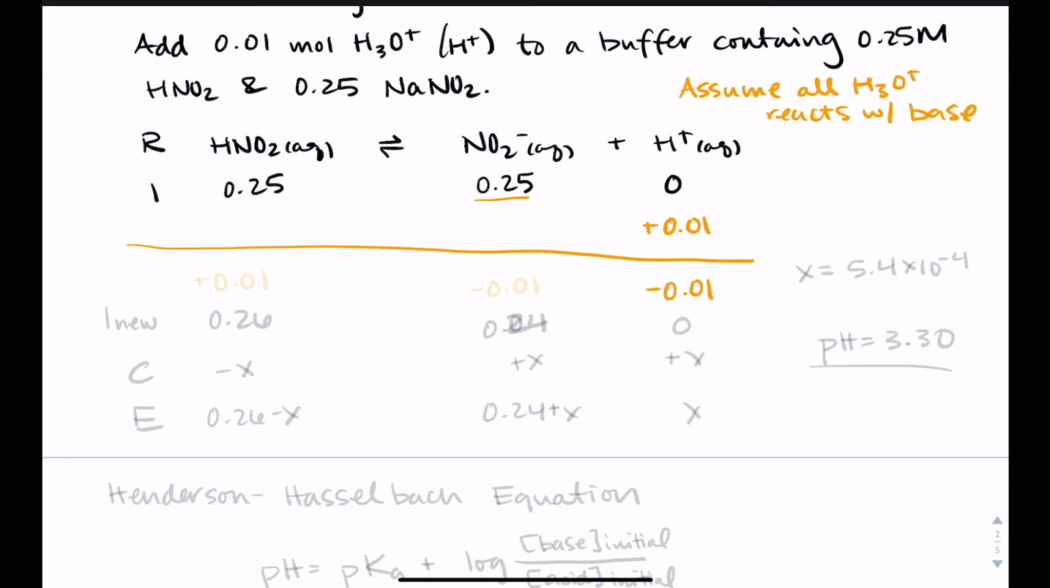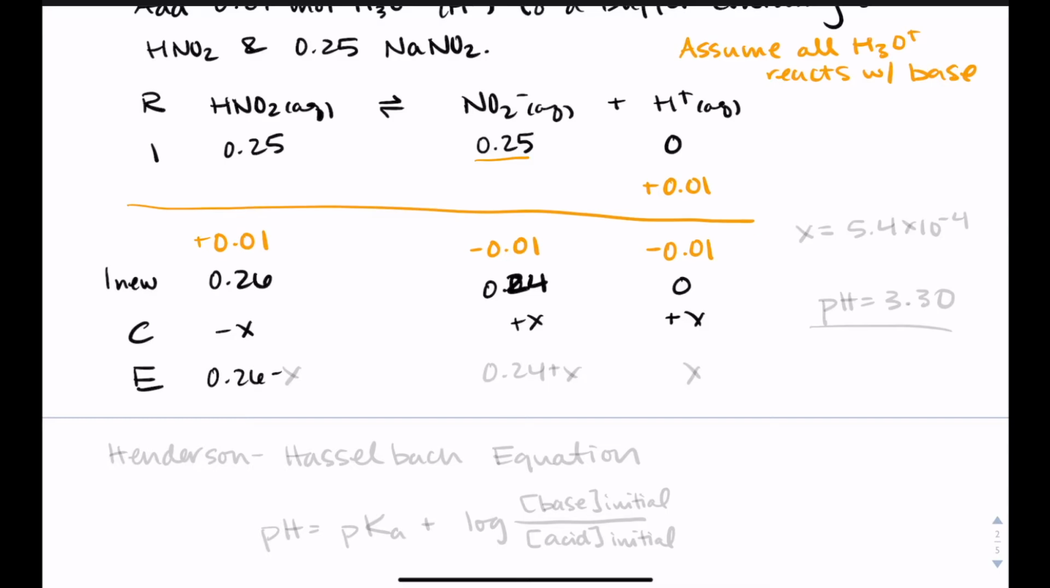When I add acid, the base reacts with it. So I'm putting this H plus in here, and then I'm immediately going to react it to get a new set of initial conditions. The base is what reacts with the acid. So I will use up the same number of moles of the base, which is the NO2 minus. So I'm going to subtract 0.01 from the NO2 minus. And when I do that, I will make 0.01 of the HNO2.